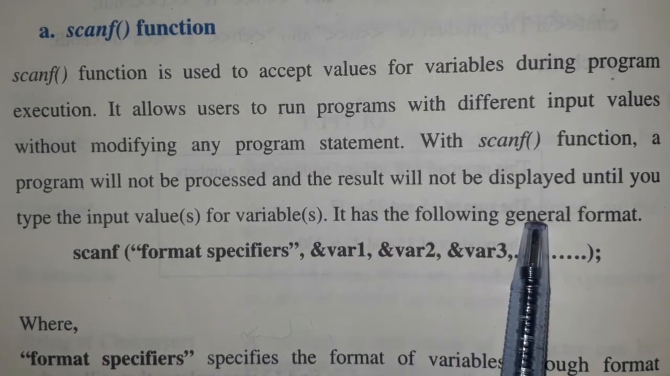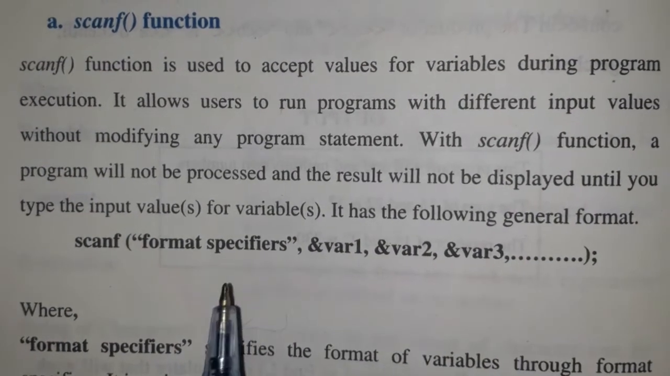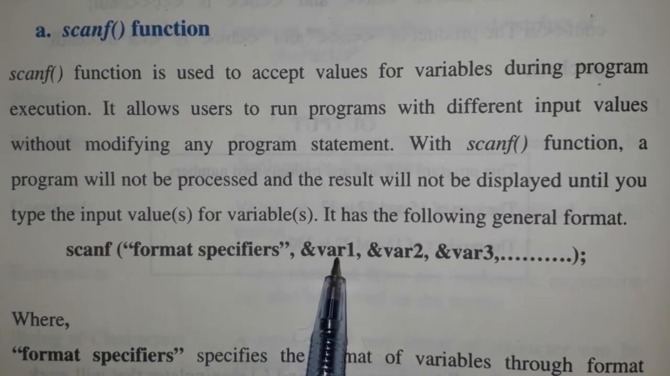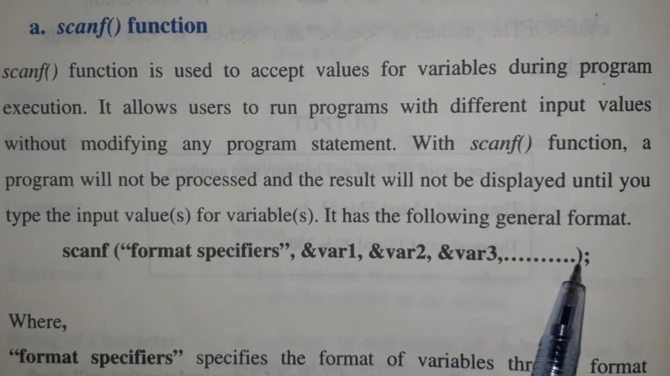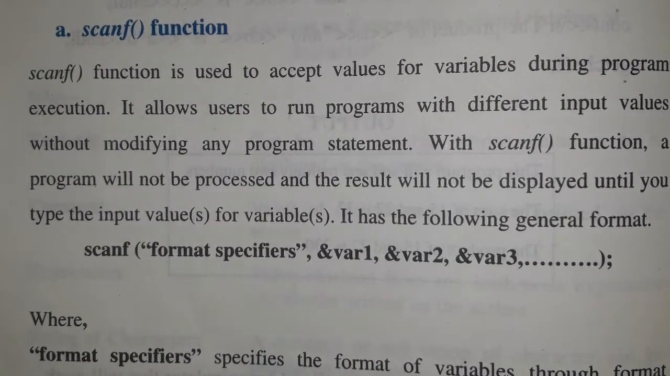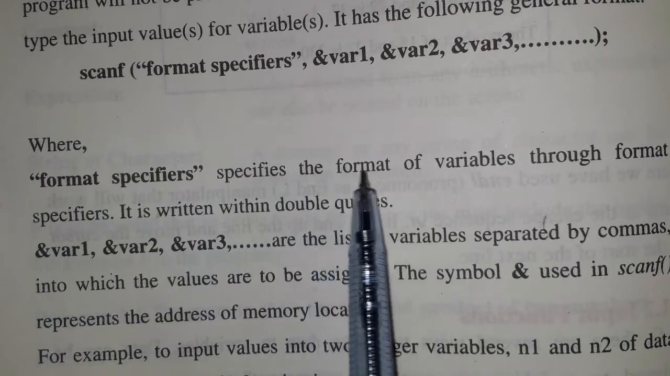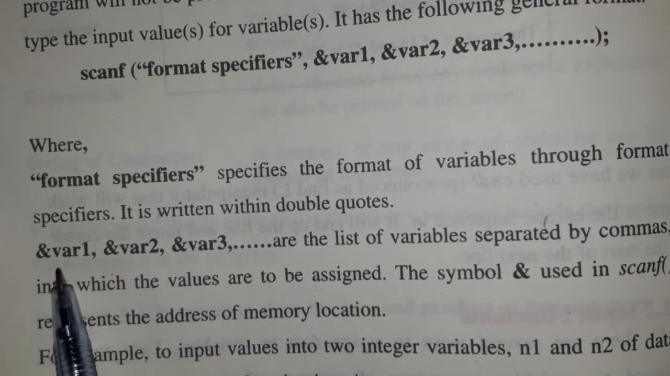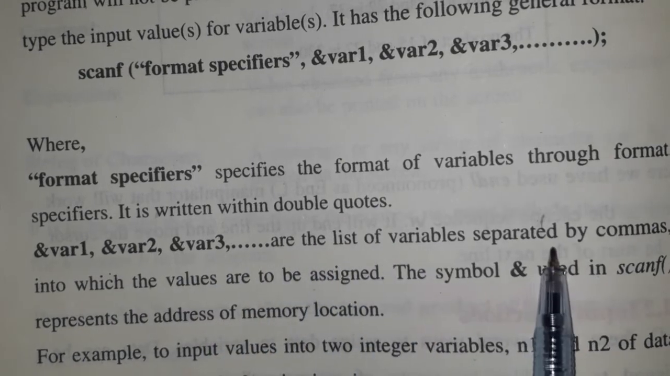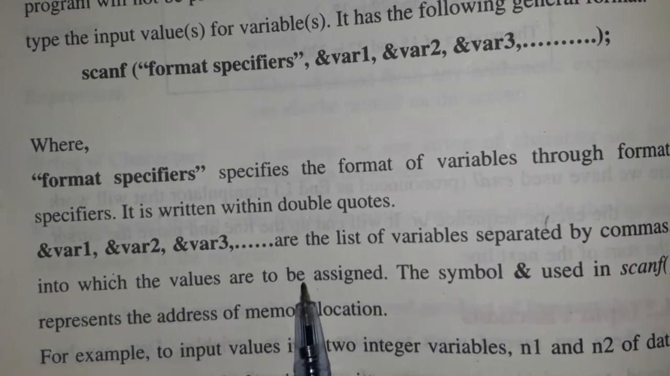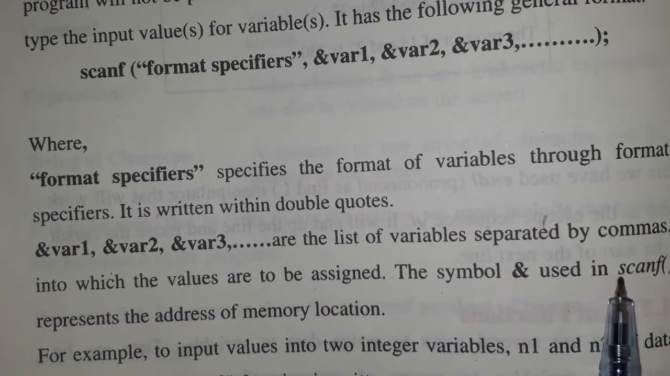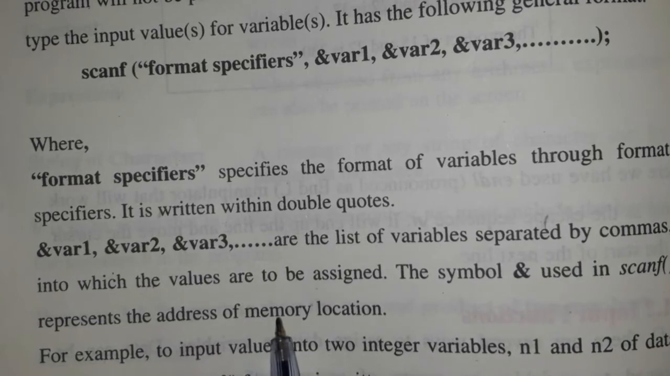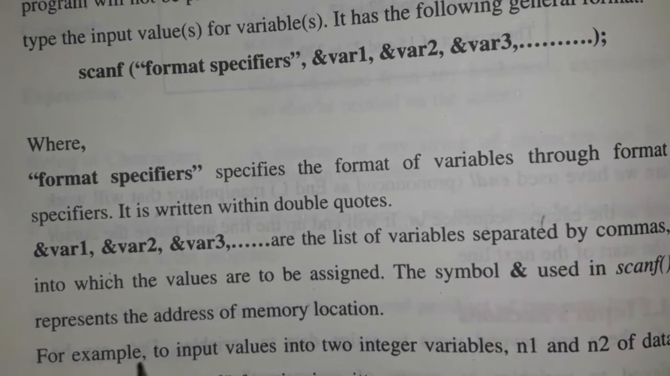With the scanf function, a program will not be processed and the result will not be displayed until you type the input values. The format of the scanf function is: format specifiers, which are written in double quotes, then ampersand variable 1 up to variable n, and at the last a semicolon is written. Variable 1, variable 2 up to variable n are separated with commas. The ampersand symbol represents the address of memory location.